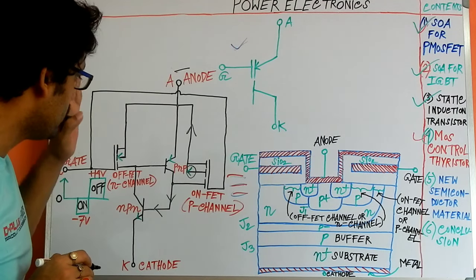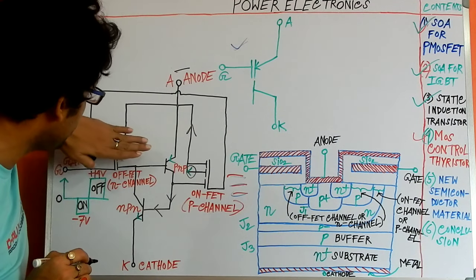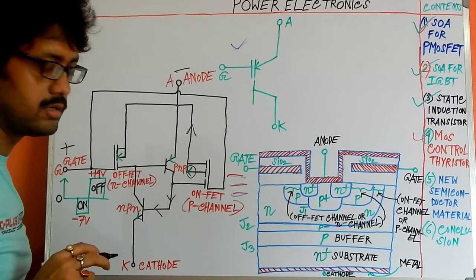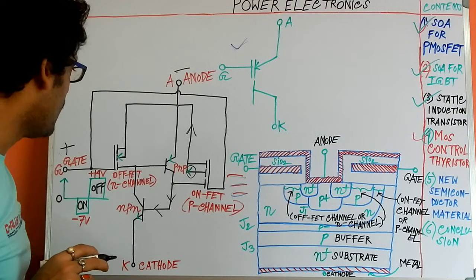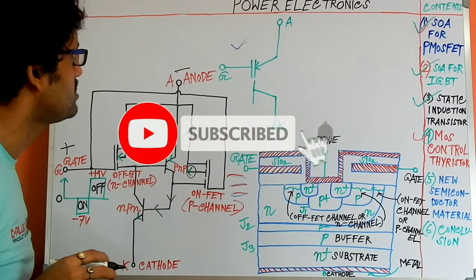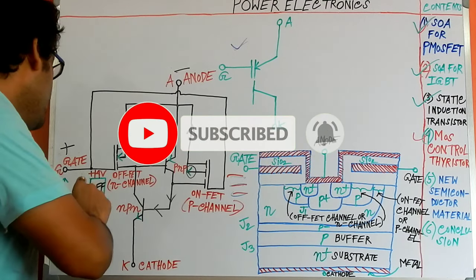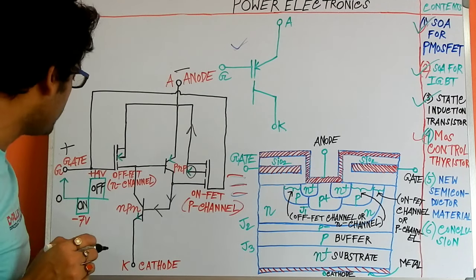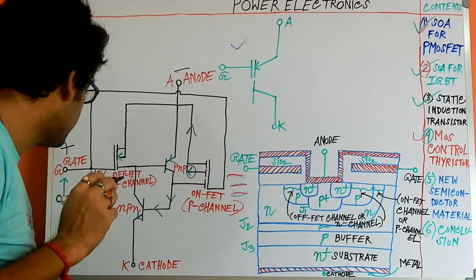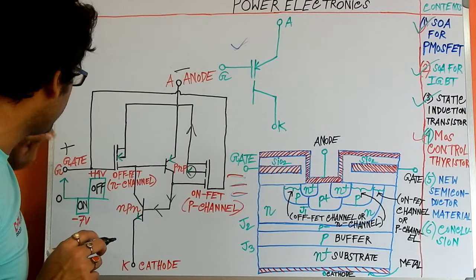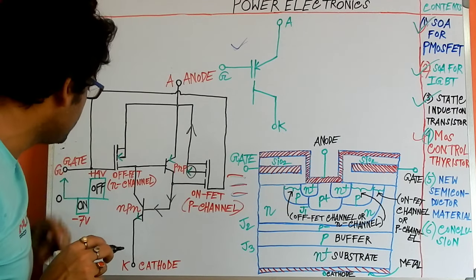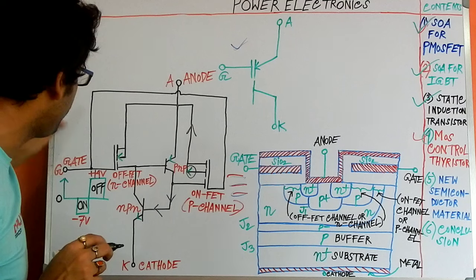And here I want to say once again that the off state N channel FET, shown on the left side, is turned off for this type of operation. But to turn off our overall MOS controlled thyristor, or MCT in short, we need to send a positive pulse to the gate. So that has been reversed. Because of this positive pulse, now the off FET is turned on.